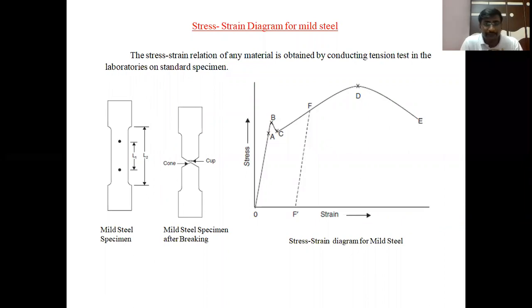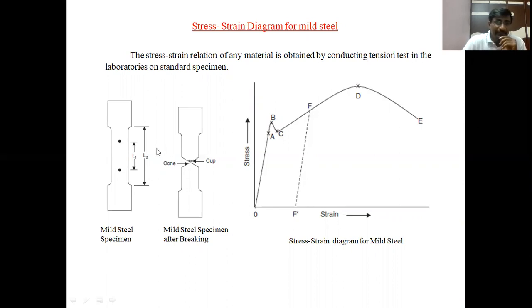In the previous class we discussed different stresses and strains and the properties of materials along with these types of loads. Now in this class we look at the stress strain diagram for mild steel. The stress strain relationship between any material is obtained by conducting a tensile test in the laboratory on a standard specimen.